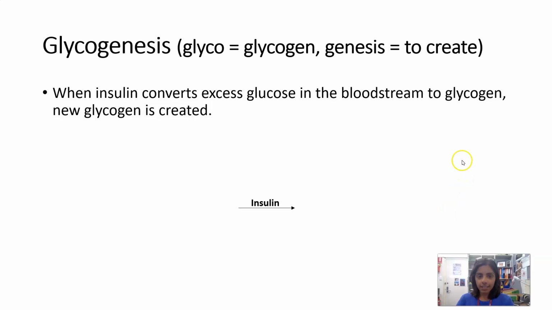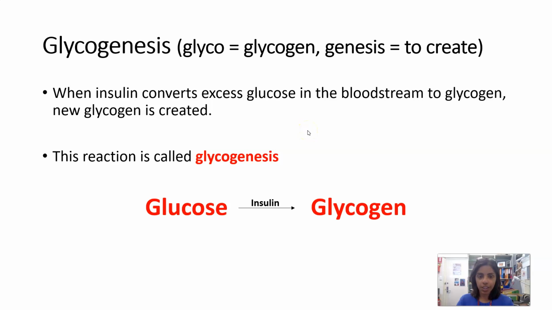So when insulin is activated because there's a high glucose concentration in the bloodstream, its job is to stimulate glucose uptake by cells, and that extra glucose will be converted into glycogen. So what we're saying is new glycogen has been created, and that is called glycogenesis. So this word equation here, this entire process can be described as glycogenesis.